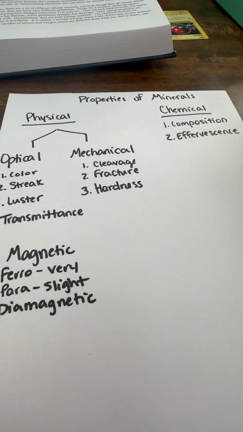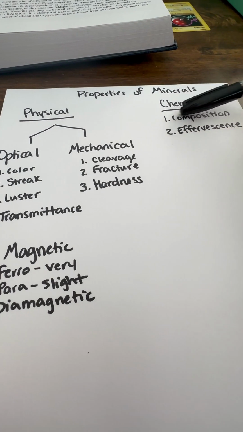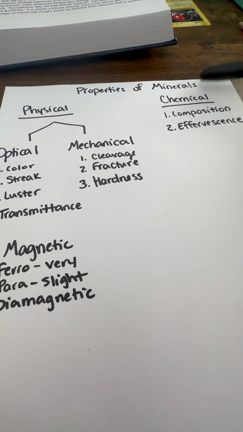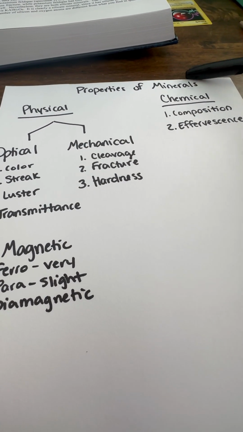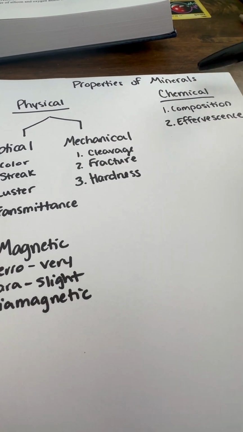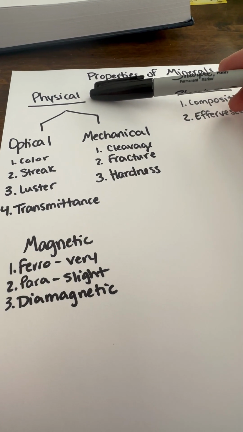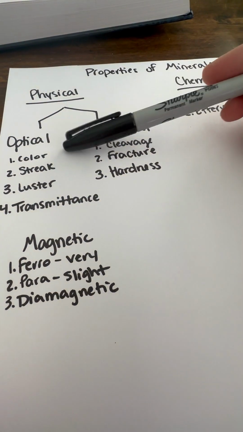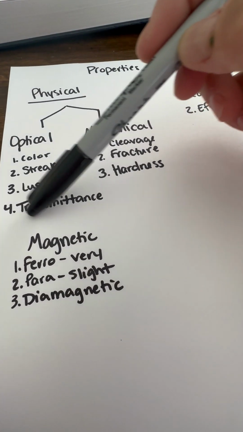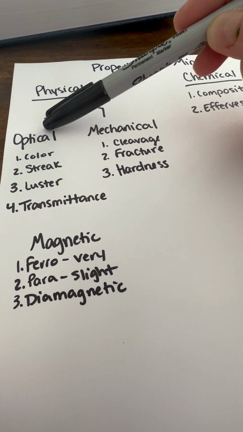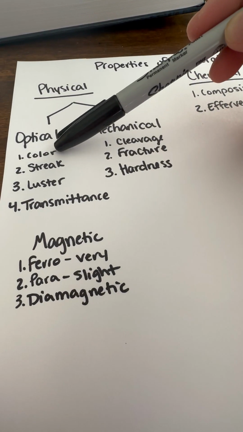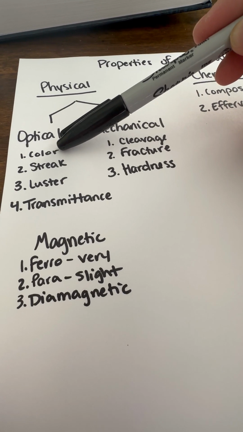Just like elements have physical and chemical properties, so do minerals, because minerals are just a mixture of elements chemically combined. The physical properties can be subdivided into three categories. We've got optical. These are all how light behaves with the mineral. So we've got reflection, so that's the color.